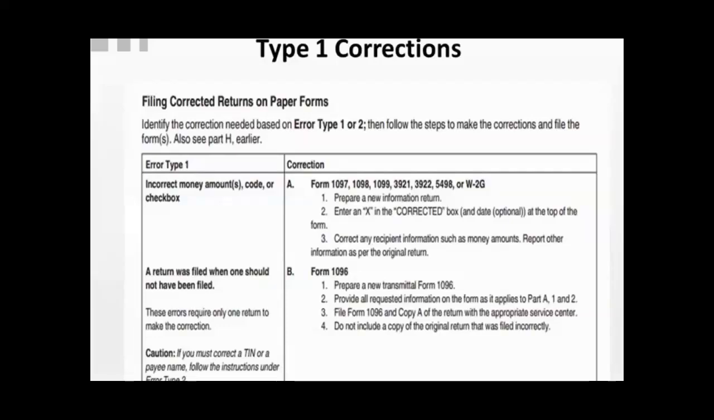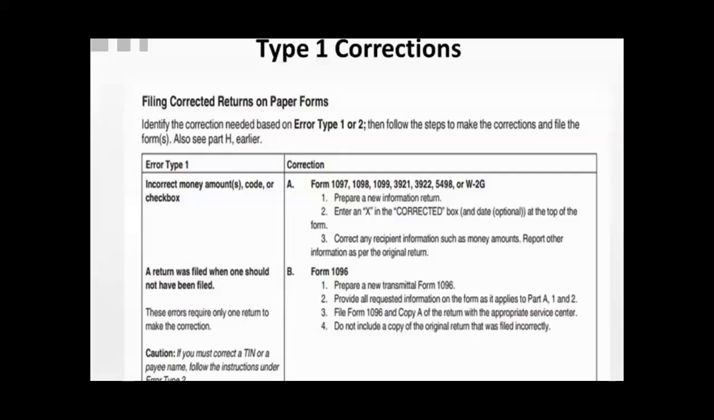What you do is you prepare a new information return. You enter an X in the corrected box. Remember I mentioned that? And I would put the date at the top of it, because sometimes corrections will lead to more corrections, and you want to know which one is the last one, and so does the recipient, and so does the IRS. And you can enter that at the top of the form. You correct any recipient information, such as money amounts, that was incorrect, and report other information as on the original return. You prepare a new transmittal form 1096.